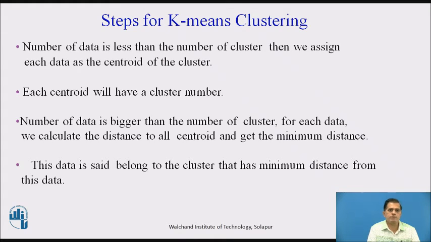When we follow the steps for K-means clustering, we have to decide the number of clusters, which is less than the number of data. Why? Because when we assign particular data to the centroid of the cluster, then we have to calculate the distance to that centroid. Each centroid will have a cluster number. This is very important because without the cluster number, we cannot calculate the centroid or measure the distance to that centroid. And the number of data is bigger than the number of clusters. For each data, we calculate the distance to all centroids and get the minimum distance. Then based on the minimum distance, we decide whether the data belongs to group 1 or group 2. The data is said to belong to the cluster that has the minimum distance from the particular data.